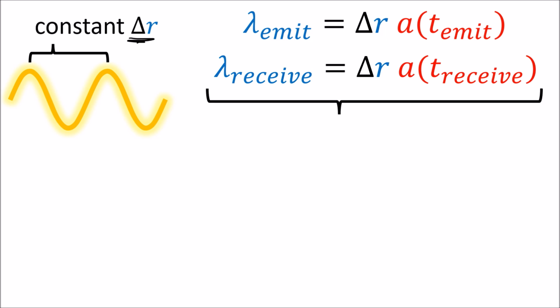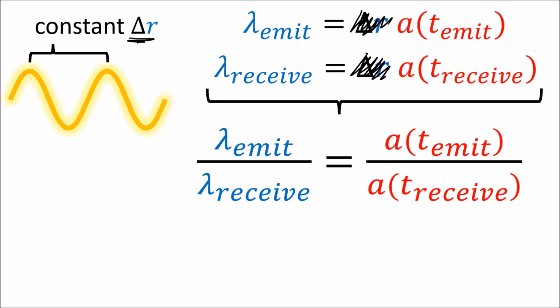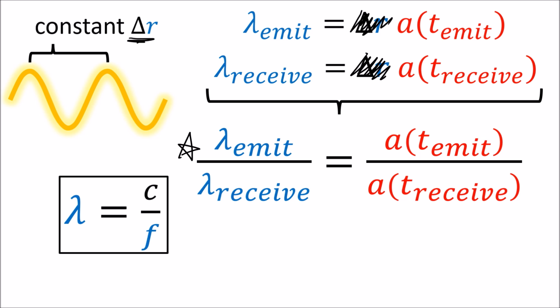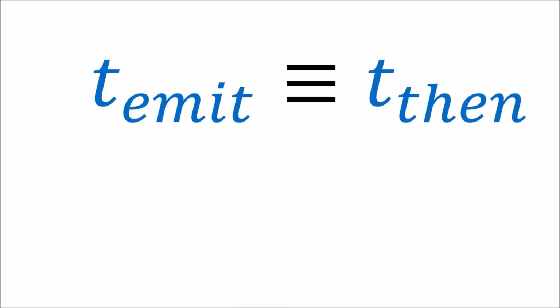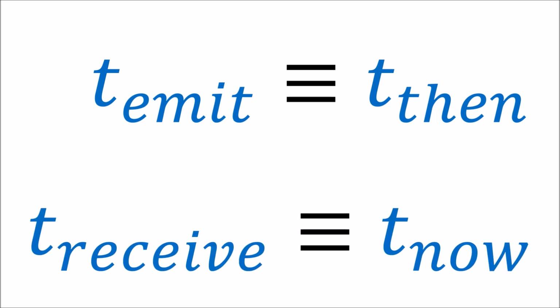If we take the ratio of the two wavelengths, the delta r's will cancel in both formulas since the coordinate distance between wave peaks never changes. So the ratio of wavelengths at the time of emission and the time of receiving only depends on the ratio of the universe's scale at the time of emission and the time of receiving. So the universe's expansion or contraction can change the wavelength of a light beam. And since wavelength is inversely proportional to frequency, we can get a similar formula for the frequency of light, just with the receive and emit terms flipped. Also, in some texts, you'll see the time of emission labeled t then for the past, and the time of receiving as t now for the present.